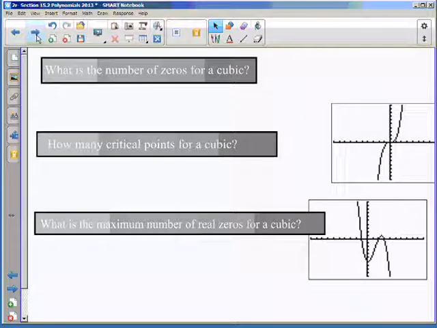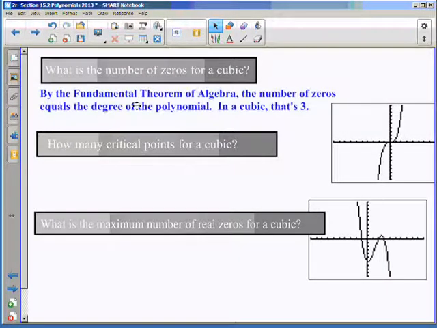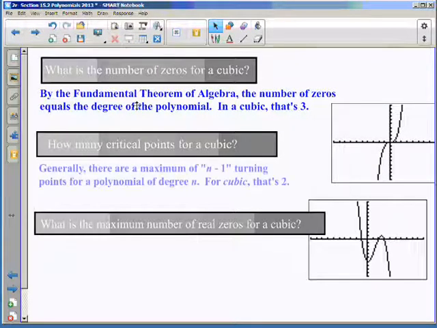What is the number of zeros for a cubic? Well, as we discussed earlier, the fundamental theorem of algebra tells us it's degree 3, so there'll be 3. Some may be real, some may be complex. How many critical points for a cubic? Generally, there are a maximum of n minus 1 turning points for a polynomial of degree n. So for a cubic, that means you'd see 2 actual turning points.